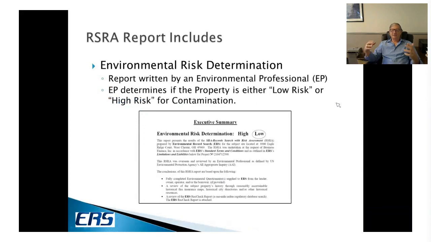Okay, the environmental risk determination. So it's either low risk or high risk. Some other companies do elevated risk. We do exactly what the standards say, high or low, and that's it. And then in the summary right up front, you get to see whether your site's low or high risk. If it's low, you put it in the file and you do your loan. If it's high, you've got to go to a Phase 1.